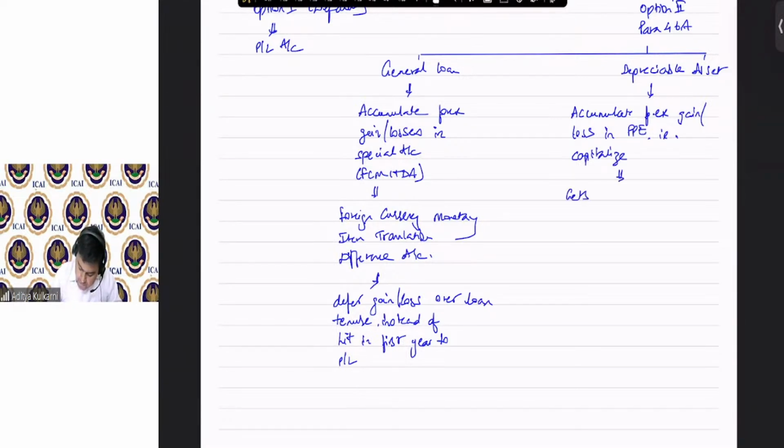Forex gain or loss gets depreciated over the life of the asset. Are we clear with this? Yes. You remember this first of all.